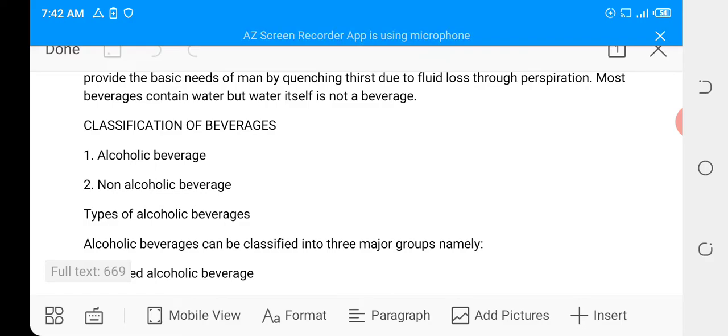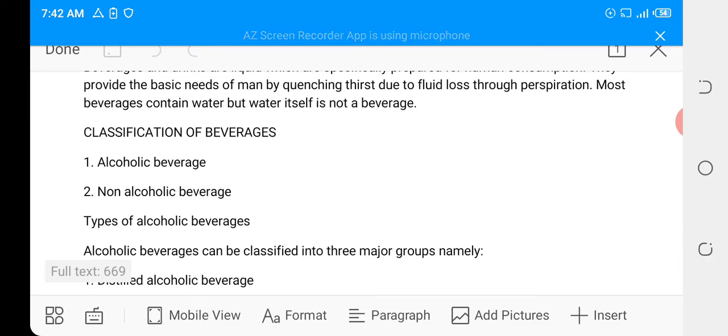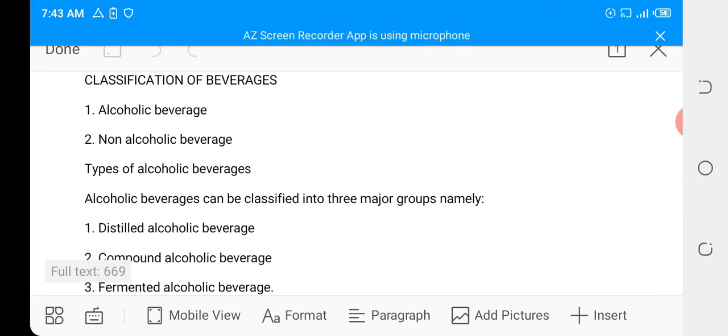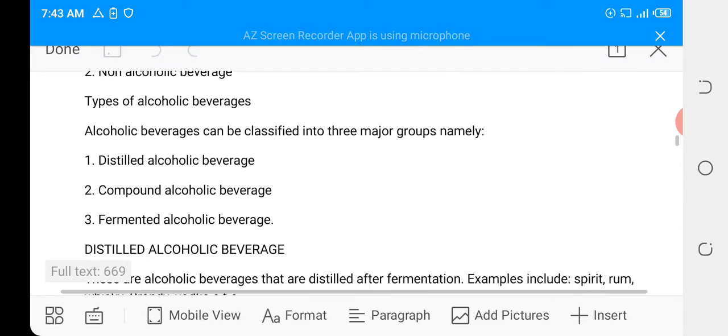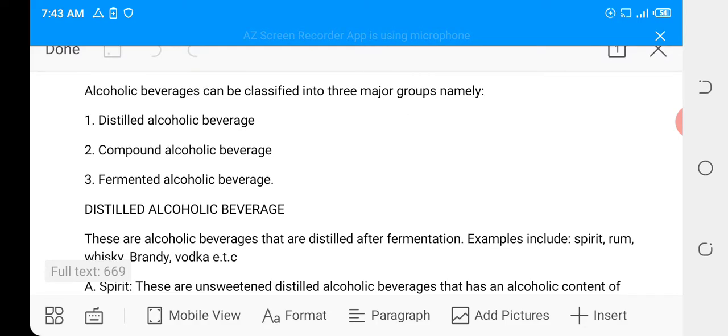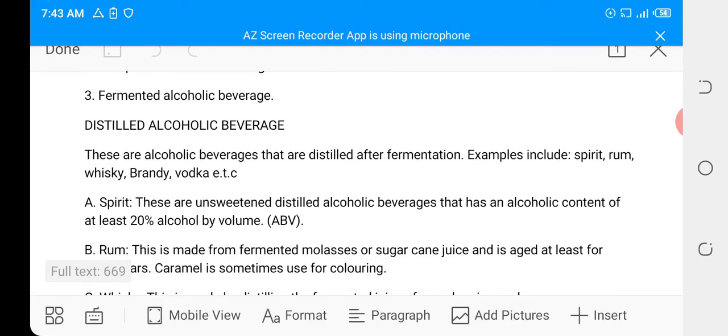Having said that, let's look at the classification of beverages. In our junior or elementary classes, we look at beverage types as stimulating drinks, nourishing drinks, and refreshing drinks. But in an advanced class, the various classification of beverages are the alcoholic and the non-alcoholic beverages. What are the types of alcoholic beverage? Alcoholic beverage can be classified into three major groups, namely: 1. Distilled alcoholic beverage, compound alcoholic beverage, and fermented alcoholic beverage.